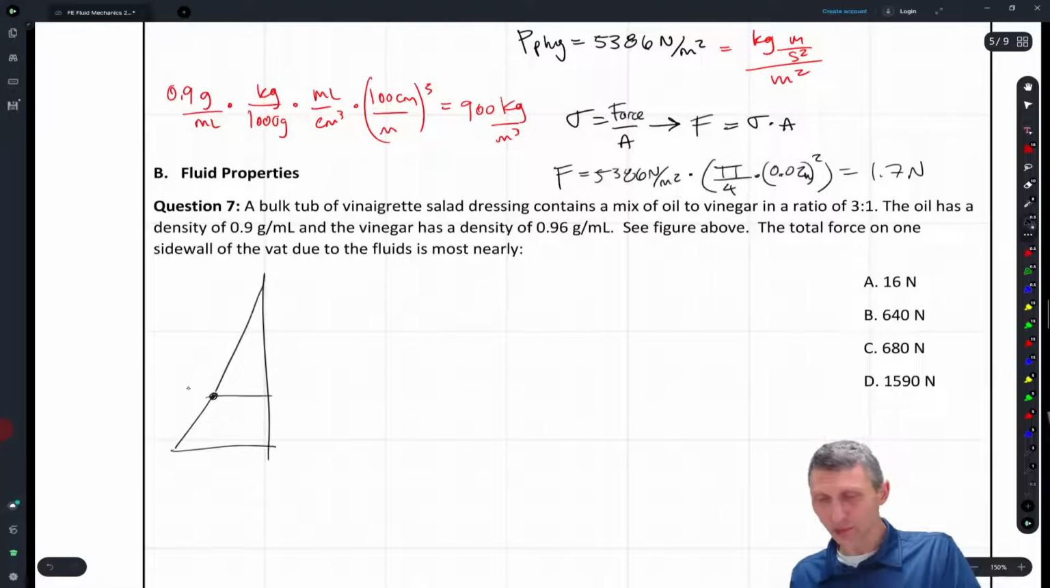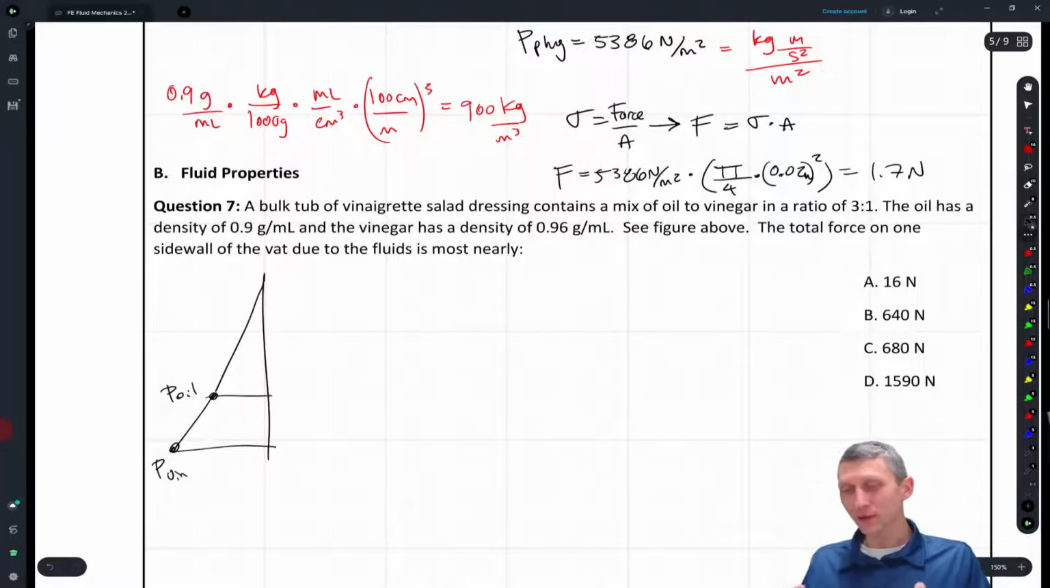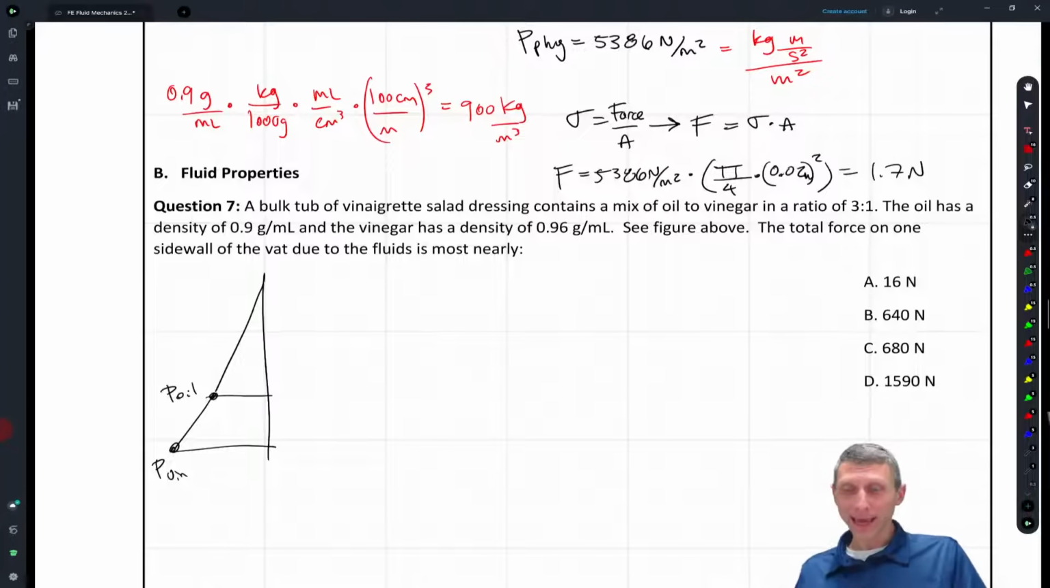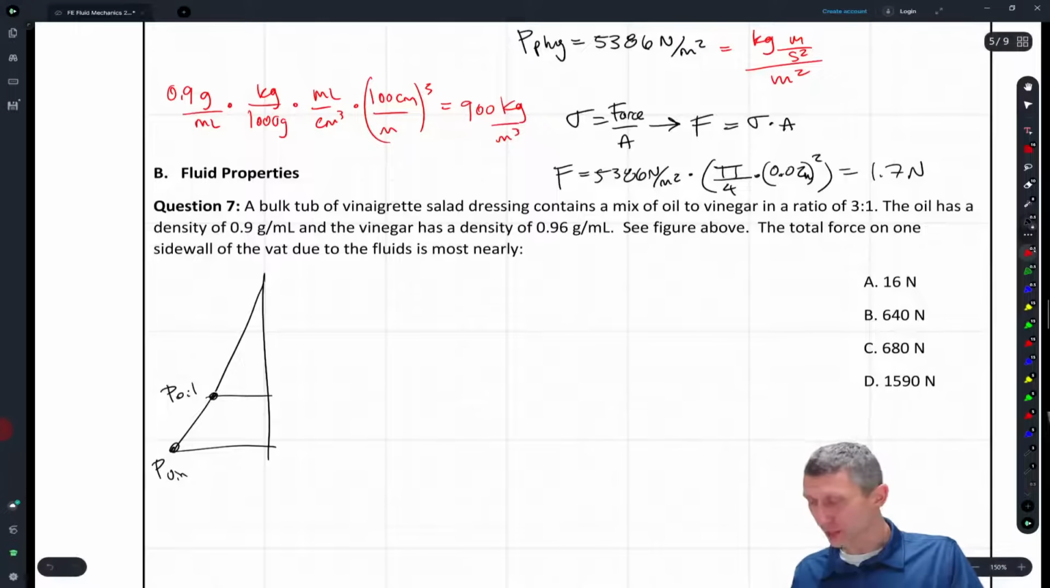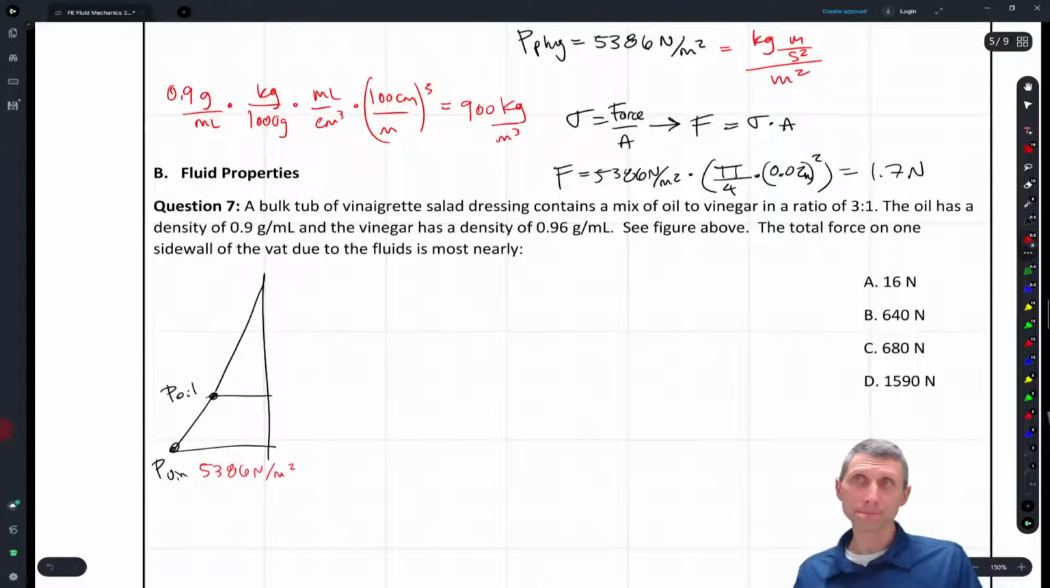I get a pressure. This is my pressure for the oil. This is my pressure at the vinaigrette. But the pressure at the vinaigrette is in addition to whatever the oil was. I already solved for this pressure down at the bottom. I already know that pressure is going to be what we just solved for up above, the 5386 newtons per meter squared.